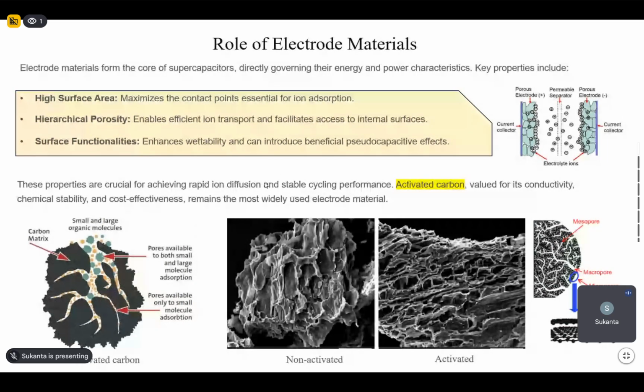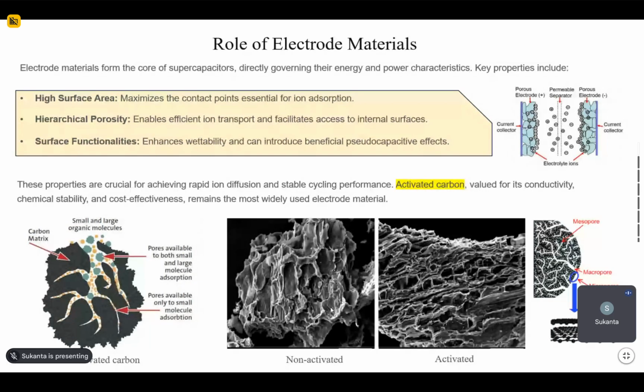One material is the activated carbon. It has a high surface area and high porosity. From the SEM images, you can see these are the activated carbon. I will come to the point of how we can prepare this activated carbon, and they have the high porosity.